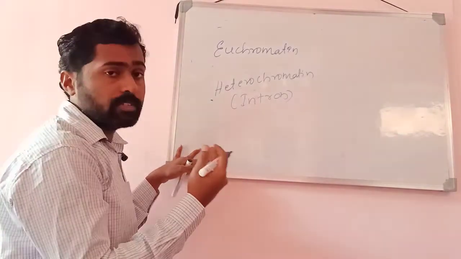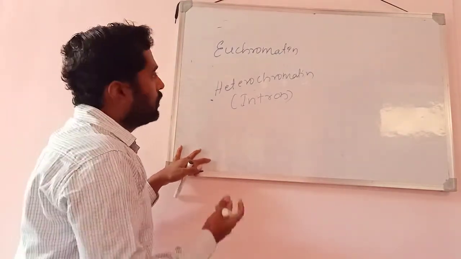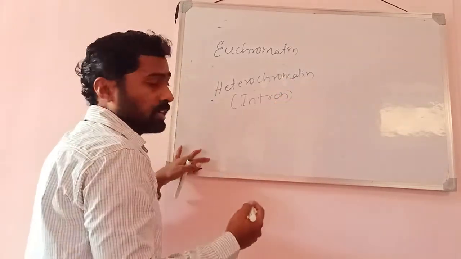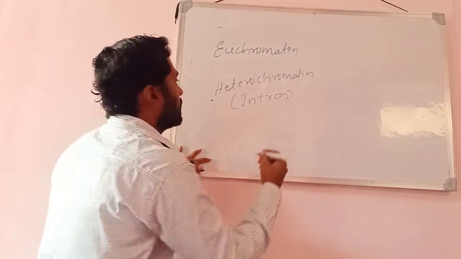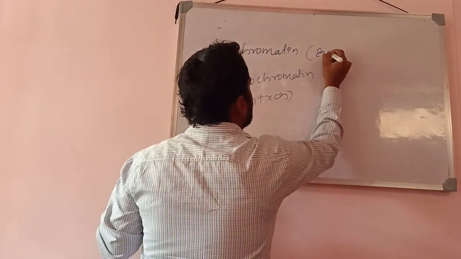The differences between these two will be asked in the examination, even for 1 mark, and sometimes for 2 marks. Write the difference, or differentiate between introns and exons, or heterochromatin and euchromatin, like that. And euchromatin is also known as exons.